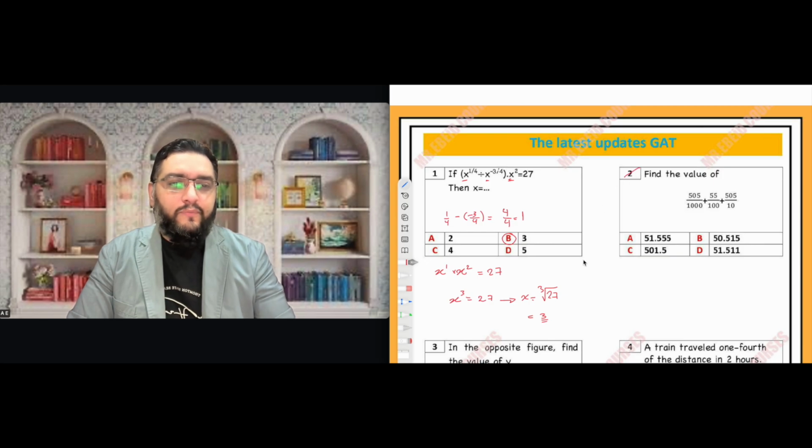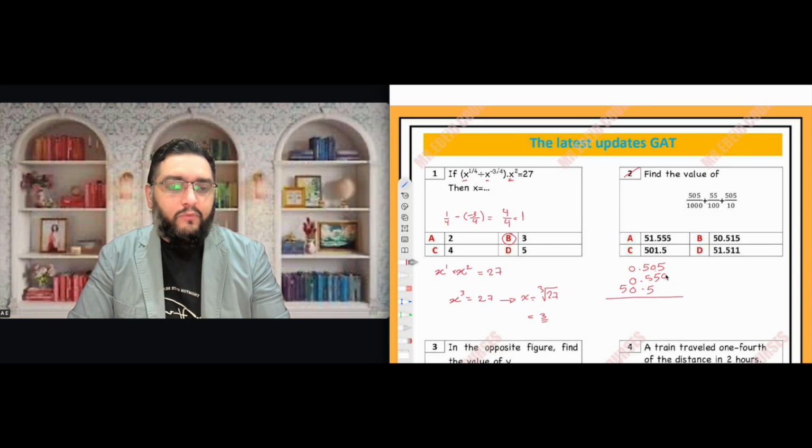Let's move to question 2. Find the value of 505 over 1000 plus 55 over 100 plus 505 over 10. You'll change each number from a fraction into a decimal. You know that 505 over 1000 you can write as 0.505, and 55 over 100 is 0.55, and 505 over 10 is 50.5.